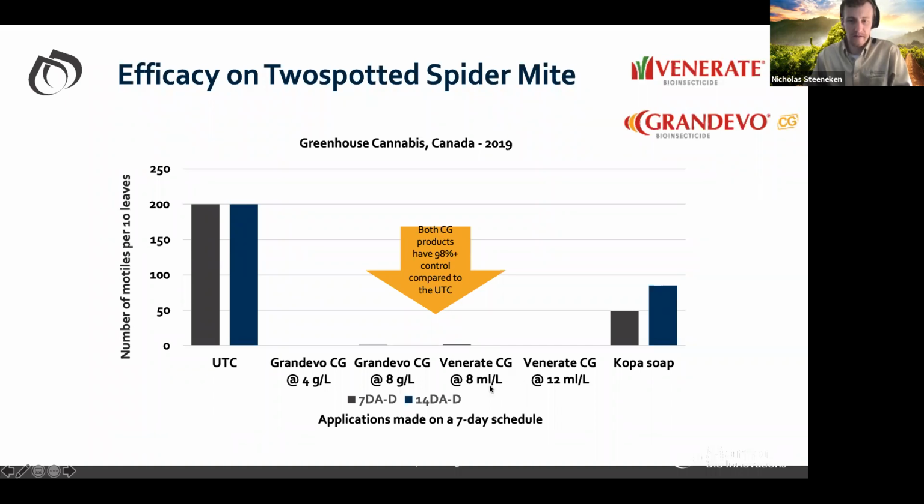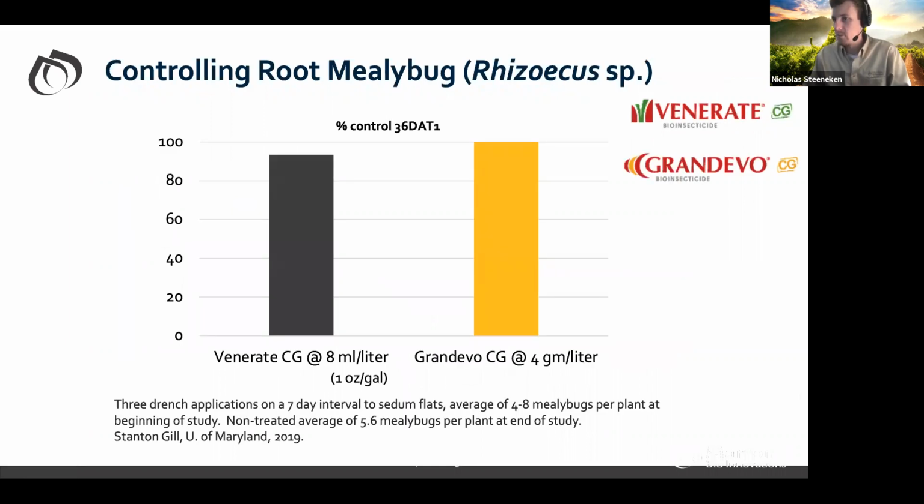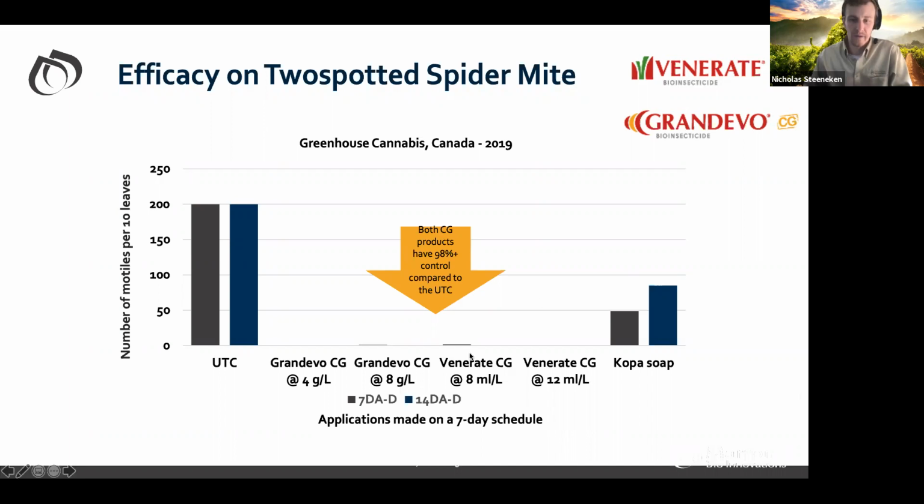So let me double check here, 8 milliliters per liter is equal to 1 ounce per gallon. Yeah, so 1 ounce per gallon of Venerate showed good results as well, as did 1.5 ounces. And we compared that to an insecticidal soap as our standard. We applied it and then we evaluated both 7 and 14 days after application.